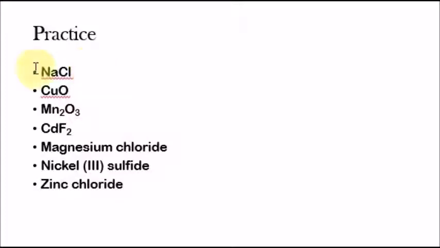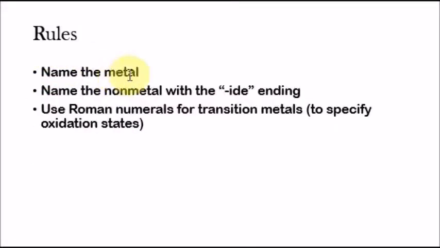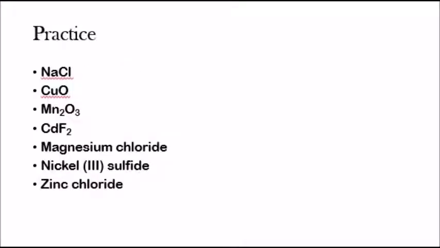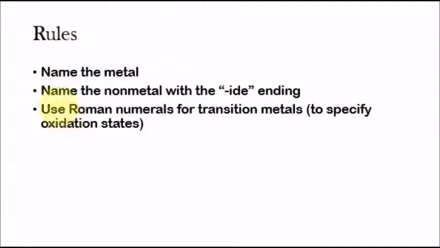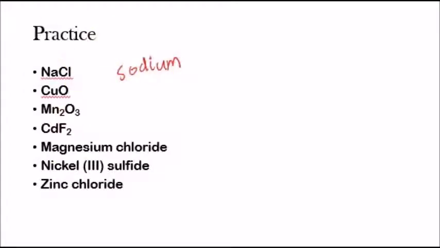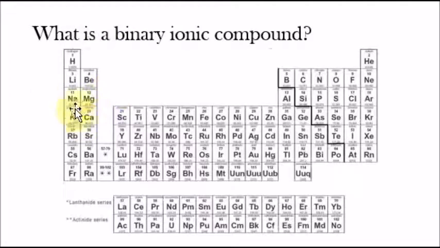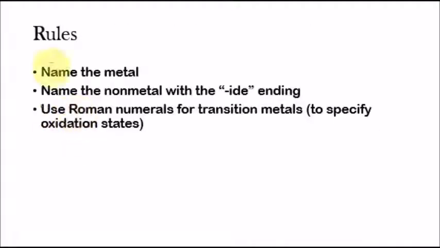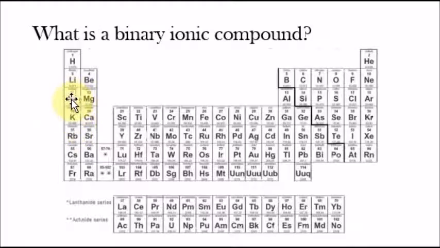So how are we going to name this? We name the metal, so let's go ahead and name it sodium. Now this is important here. When we're naming the metal, we have to check for Roman numerals, because if the metal is a transition metal, then we're going to have to use this last rule over here. But sodium is not a transition metal. Sodium is right here, so we don't have to worry about our third rule. We can just say sodium, because sodium will always have a +1 charge.